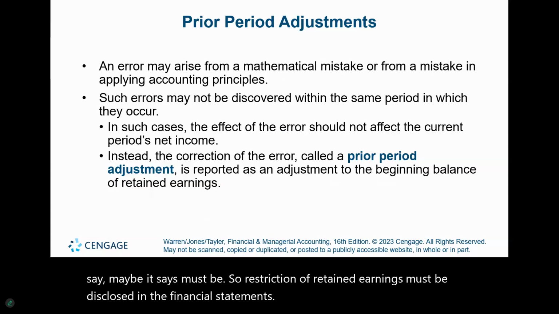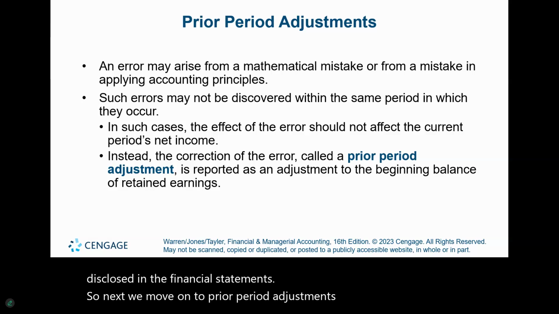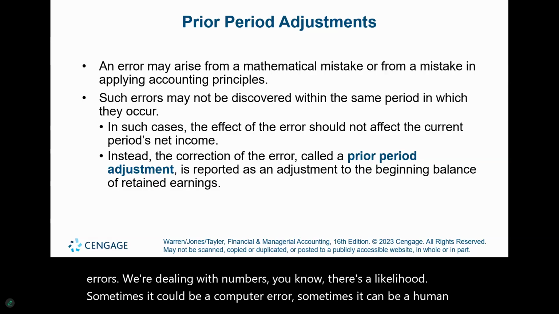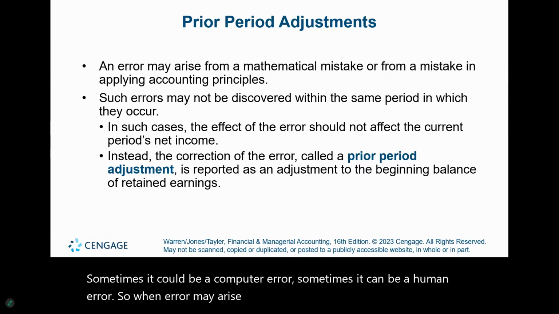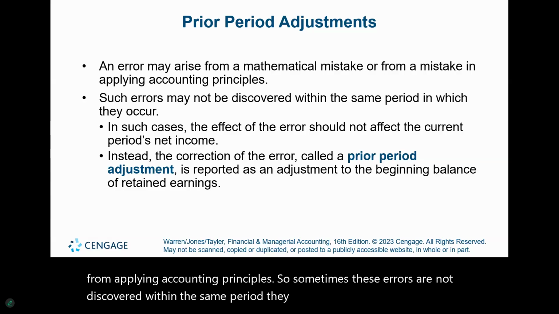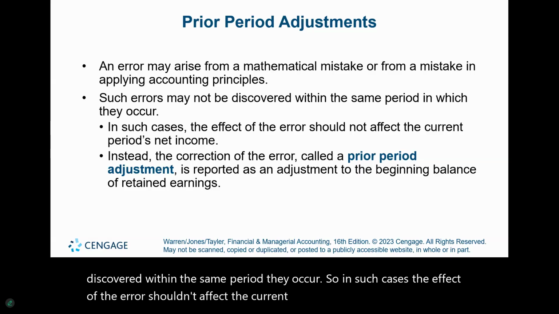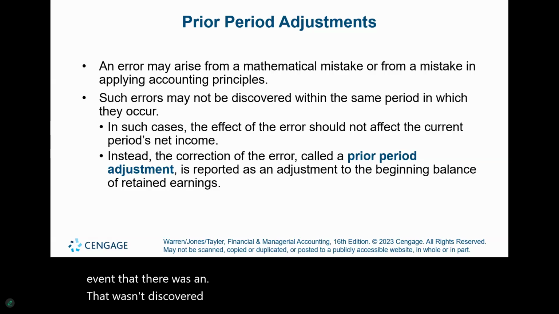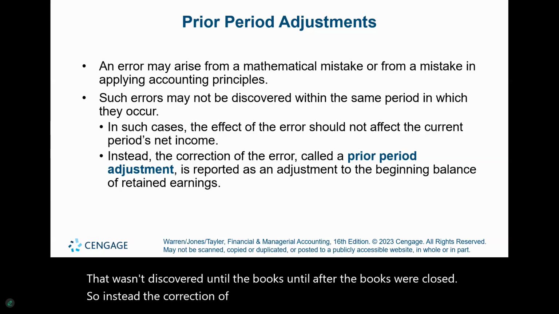So next we move on to prior period adjustments. Again, sometimes there are errors. We're dealing with numbers, so there's a likelihood. Sometimes it could be a computer error. Sometimes it can be a human error. An error may arise from a mathematical mistake or a mistake from applying accounting principles. Sometimes these errors are not discovered within the same period they occur. In such cases, the effect of the error shouldn't affect the current period's net income. So in the event that an error wasn't discovered until after the books were closed, the correction of the error is called a prior period adjustment.